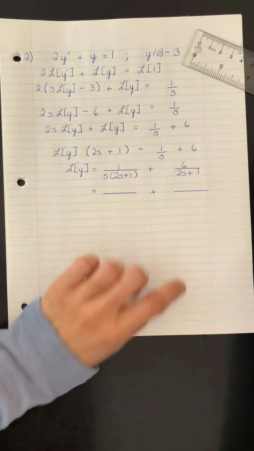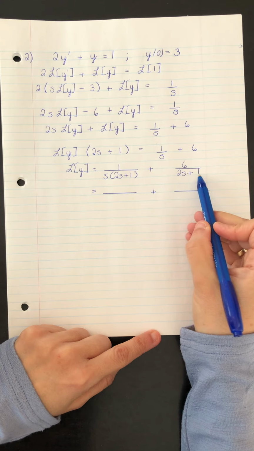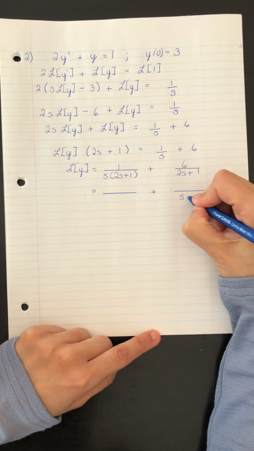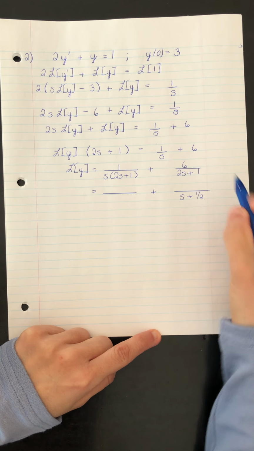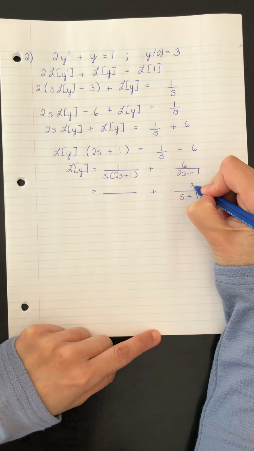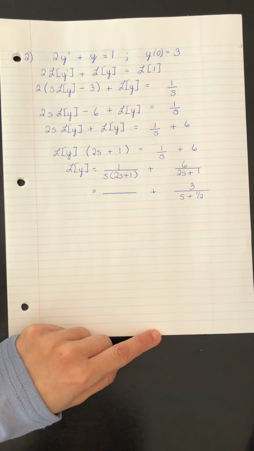Okay, so I'll do this one here because it's a little easier. So I'll start with this one. We divide the denominator by 2, so that would be s plus 1/2. Well, if you divide the denominator by 2, you must also divide the numerator by 2. So these are now equivalent fractions.